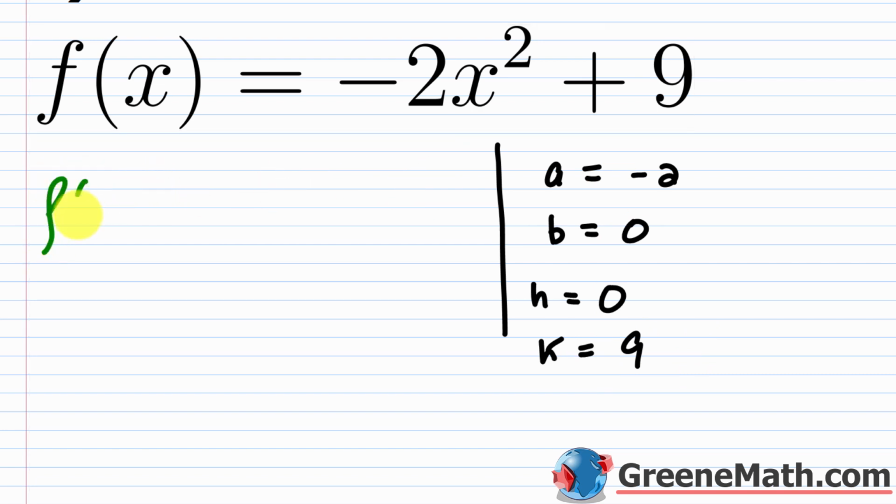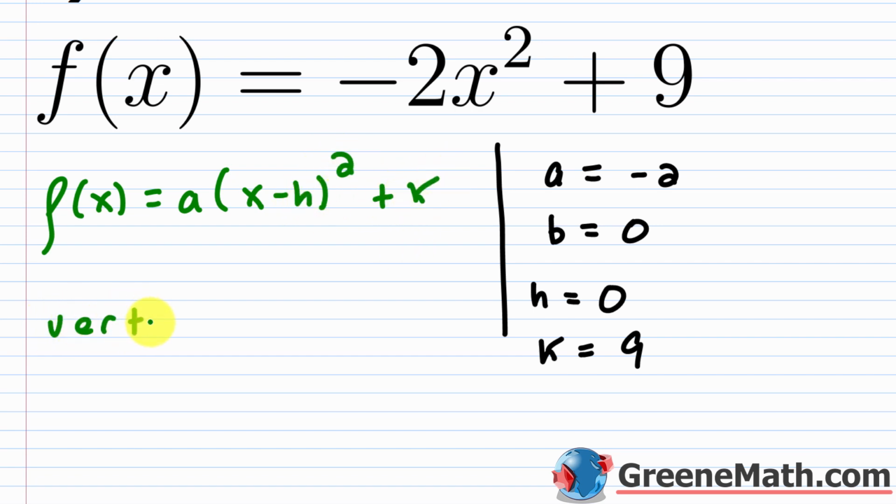So the vertex form again is f of x is equal to a times the quantity x minus h squared, and then plus k. The vertex occurs at h comma k. So we know h is 0. So let me erase that and put a 0 in there. I'm going to put in a 0 there. And we know that k is 9. So let me put in a 9 there, and let me put in a 9 there. And then a is negative 2, so let me put that in there.